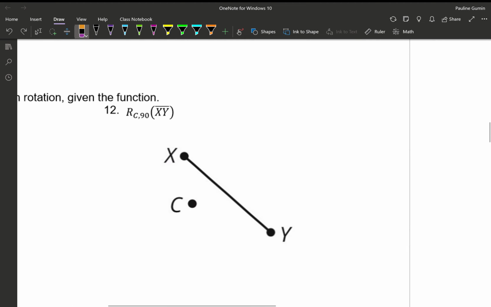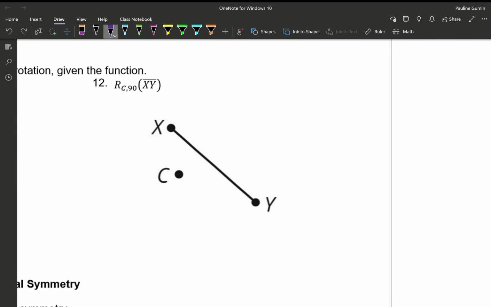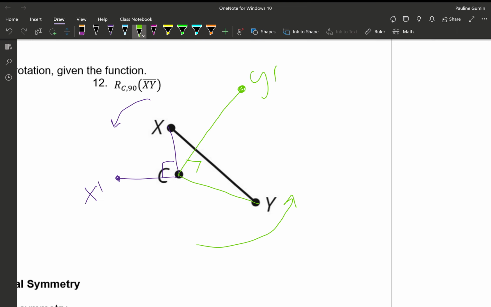Number 12 is 90 counterclockwise, because that's a positive 90. So I'm going to connect X to C. And counterclockwise means we're opening this way, so I'm going to open like this. X prime, 90 degrees. Next, I'm going to do the same thing to Y. I connected to letter C. Again, I want it to go counterclockwise. So, oh no, that doesn't look like 90. There we go. 90 degrees for Y prime. And then we connect the two. Let's see how it looks without the lines. Yeah, perfect. Rotated counterclockwise.